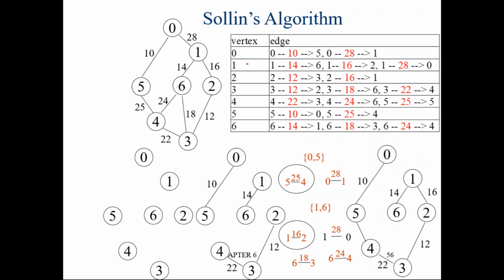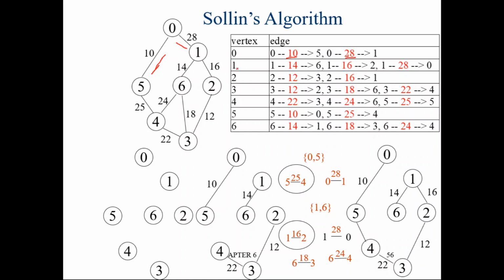This table shows the different vertices and the edges arising from each vertex. From vertex 0 there are two edges, one to 5 and another to 1. The edge from 0 to 5 has a cost, or weight, of 10, and the edge from 0 to 1 has a weight of 28. Similarly, it is mentioned for all vertices.